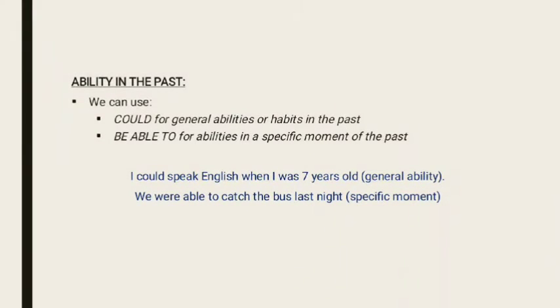Ada 2 contoh yang diberikan di sini. The first one is I could speak English when I was 7 years old. This is general ability. Jadi dia mengatakan bahwa dia bisa berbicara bahasa Inggris pada umur yang ke-7 tahun. Sementara untuk contoh yang kedua, we were able to catch the bus last night. This is specific moment. Kita bisa lihat dia menjelaskan tentang momen yang sangat spesifik, yaitu ketika last night, tadi malam.